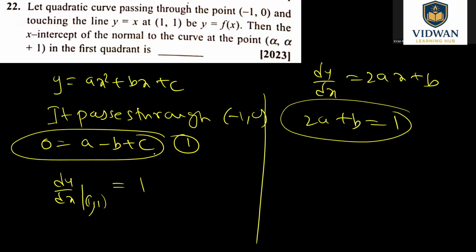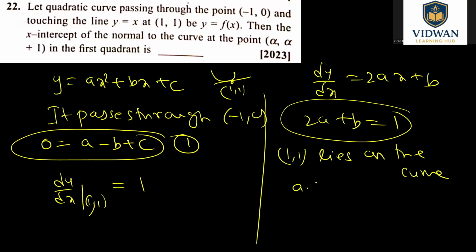And also that (1, 1), you are finding the derivative at (1, 1). So (1, 1) is also a point on the curve. So you can substitute (1, 1). (1, 1) also lies on the curve. So if it lies on the curve, this will satisfy the equation of the curve. So in the curve equation, put x and y as 1. You will get a plus b plus c equal to 1.